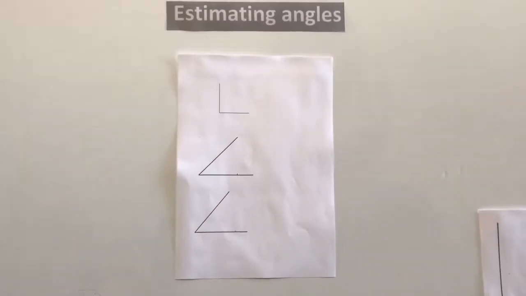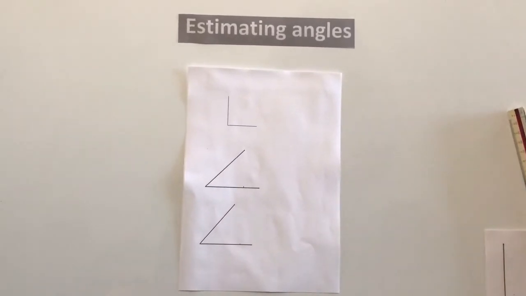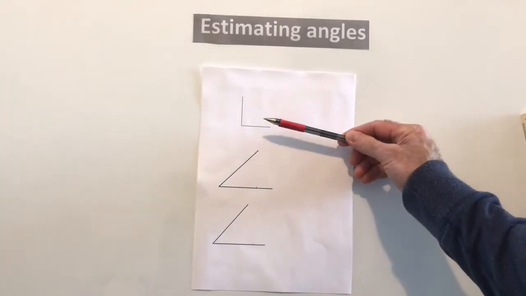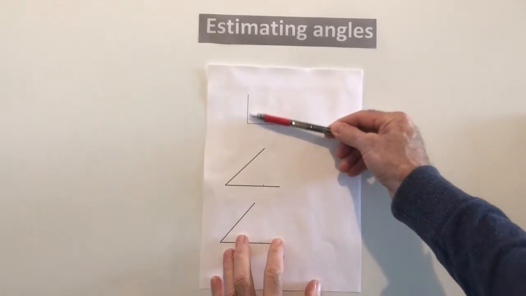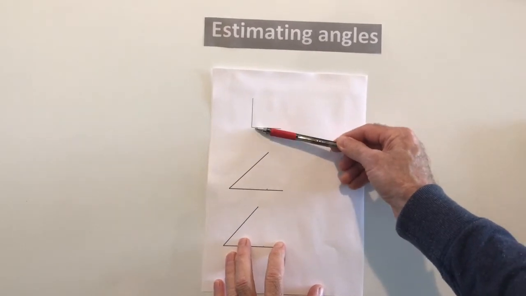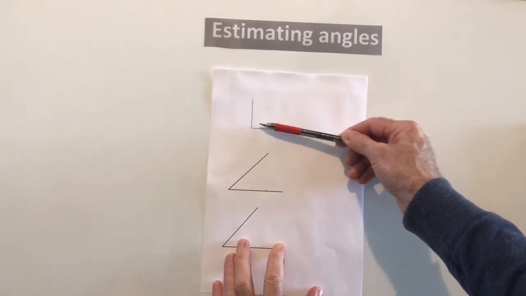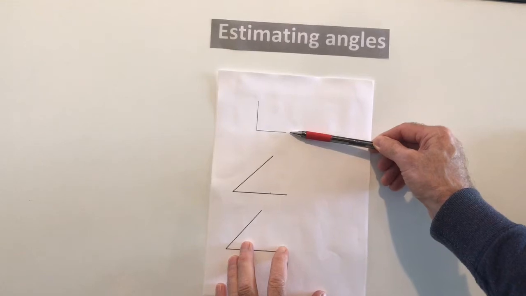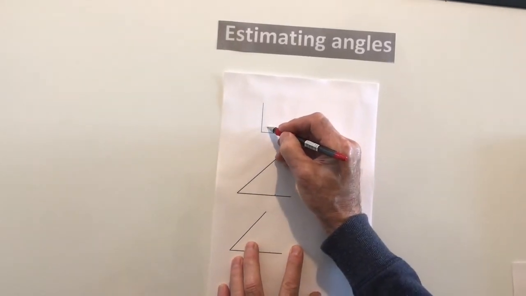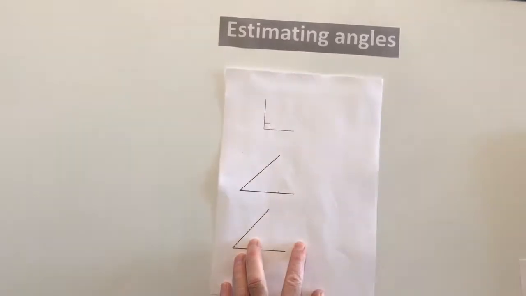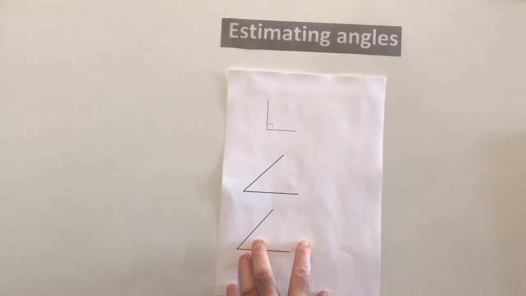Today we're estimating angles. When I have a look, I can estimate the size of an angle. This one, I have two rays. One ray looks perpendicular to the horizontal ray. I can say I estimate that to be 90 degrees, and it'll look like that.